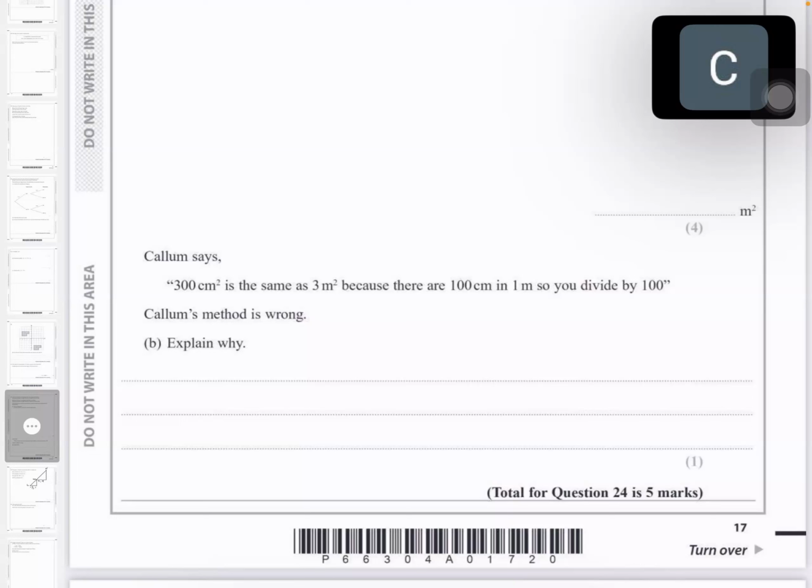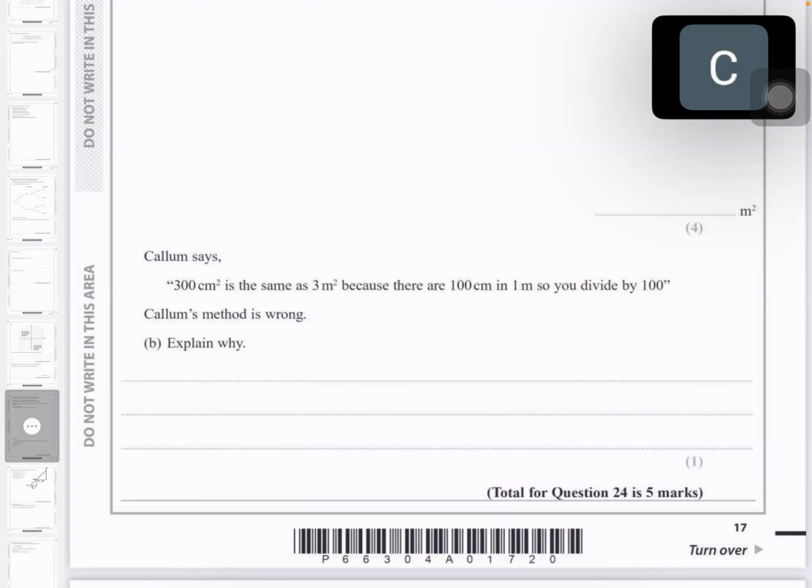It was 10,000, sorry, 10,000. That is for 1 squared meter. Now, 3 squared meters is definitely going to be 30,000, isn't it? Does it not make sense? Yes. Look at it that way. So Callum's estimation is wrong based on what we just deduced.